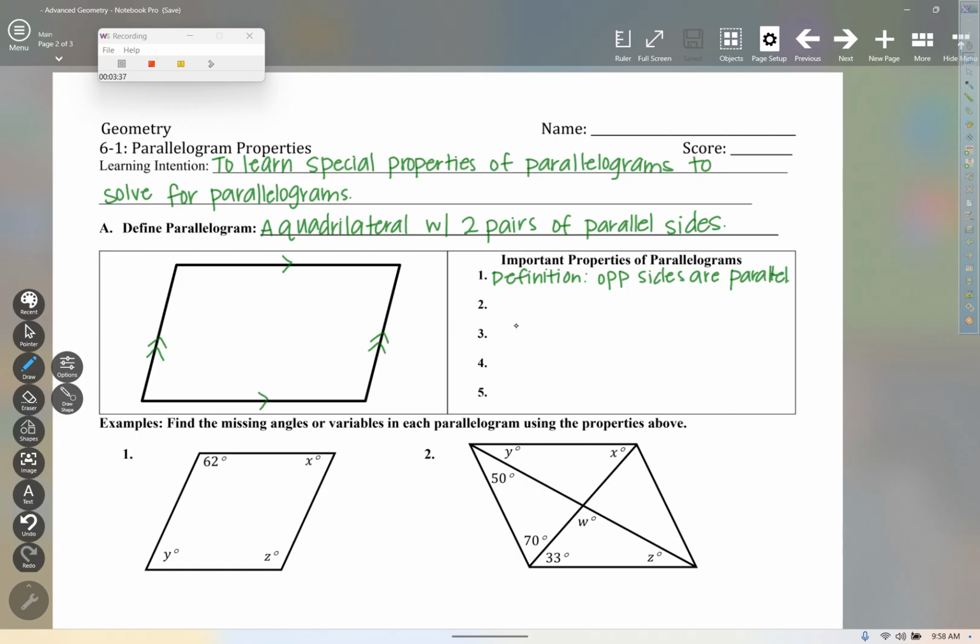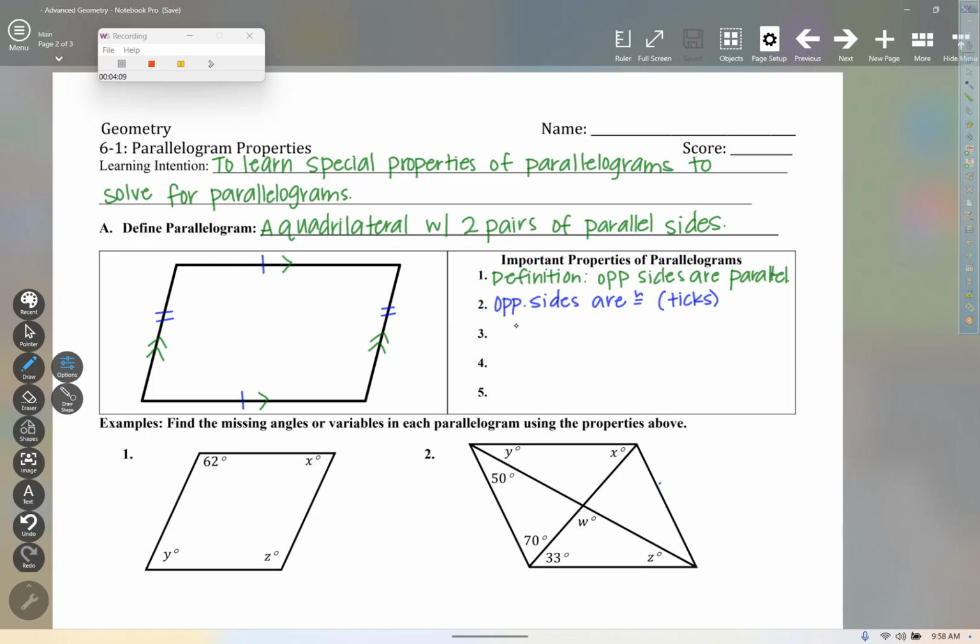The second property for a parallelogram is that opposite sides are congruent. So if you remember, if something is congruent, they get tick marks. Again, the top is congruent to the bottom, so I'm going to give them 1 tick mark, and then the left is congruent to the right, so they get 2 tick marks.